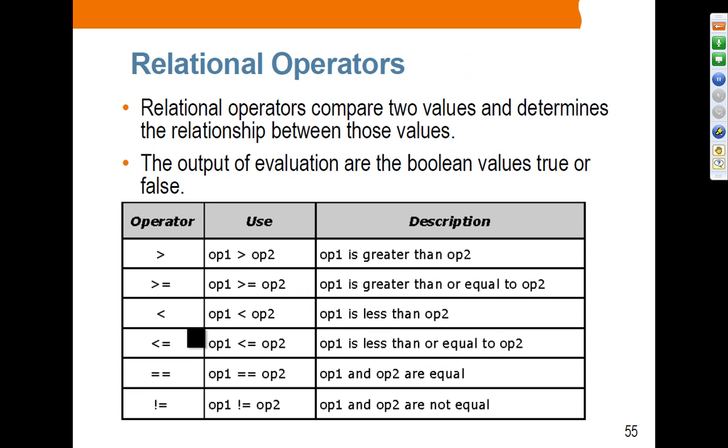All right, so that is arithmetic operators. Now, relational operators basically compare two values and determine the relationship between those two values. The result is going to be true or false. So here we are going to see whether the first one is greater than this, and the result is going to be true or false.